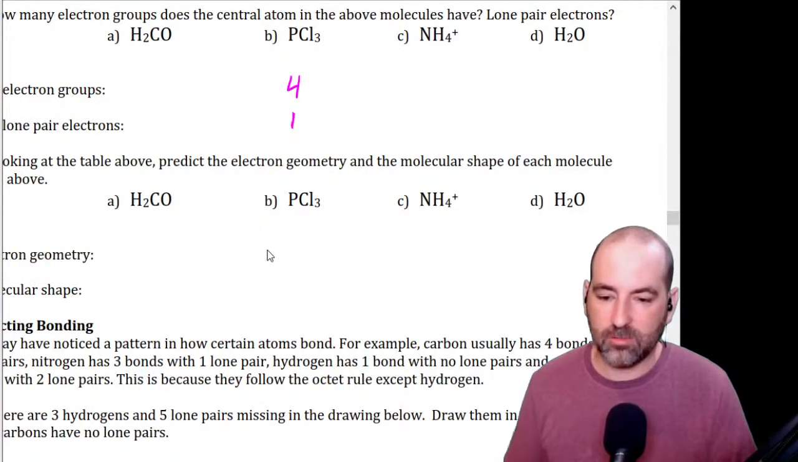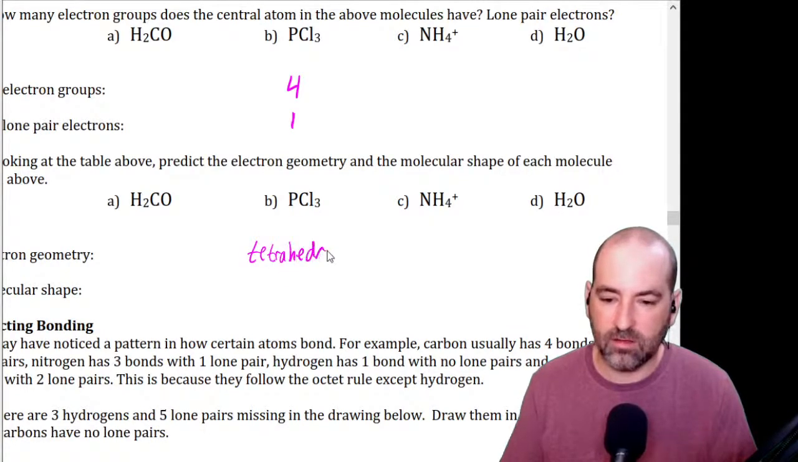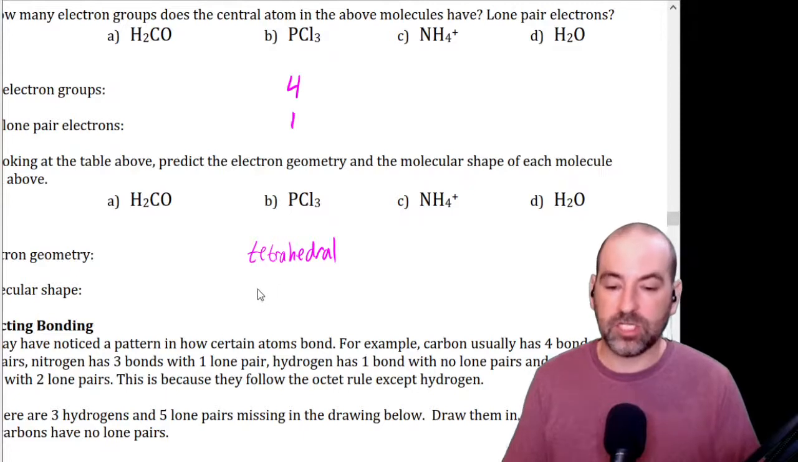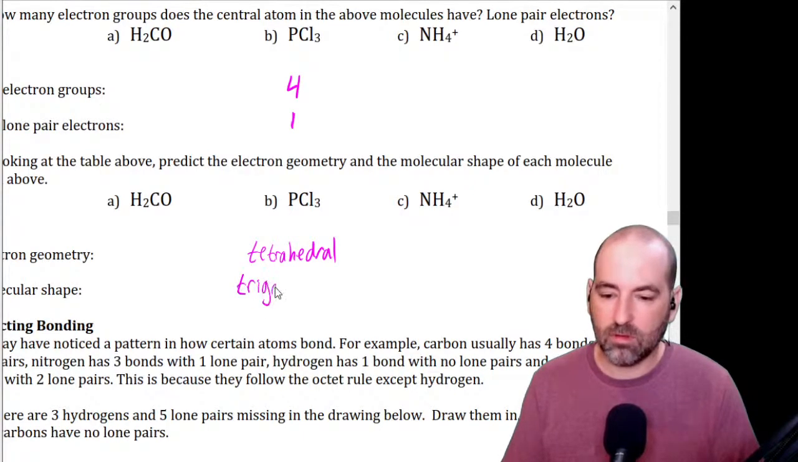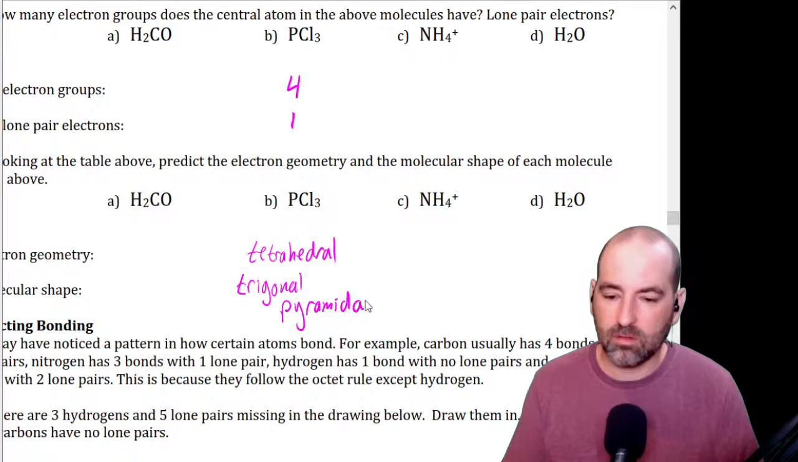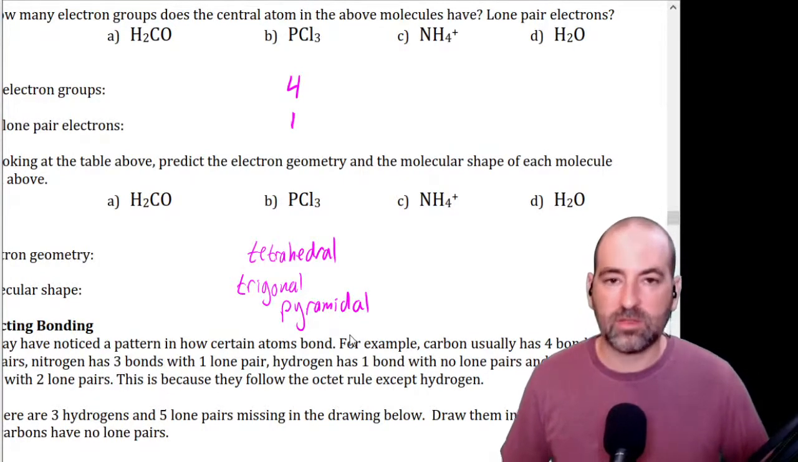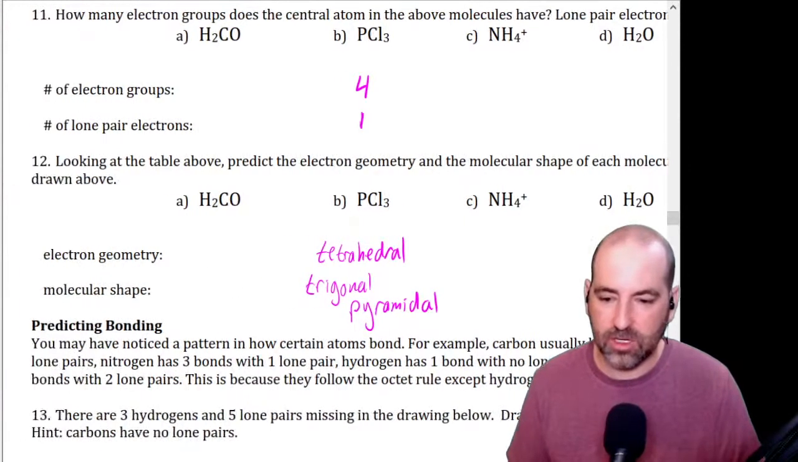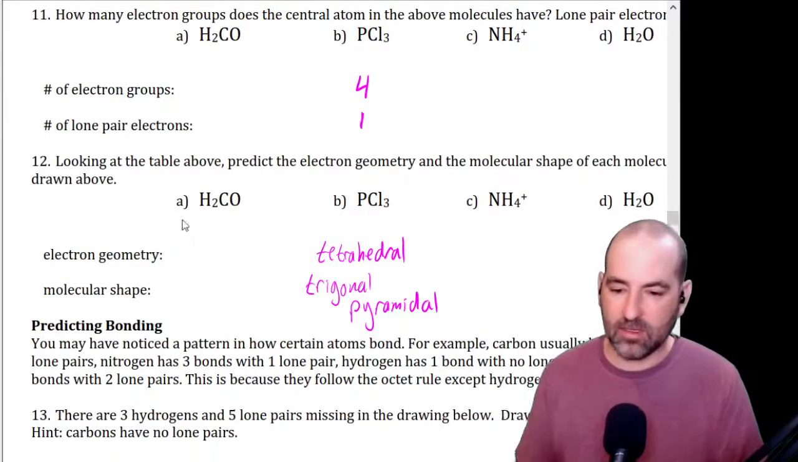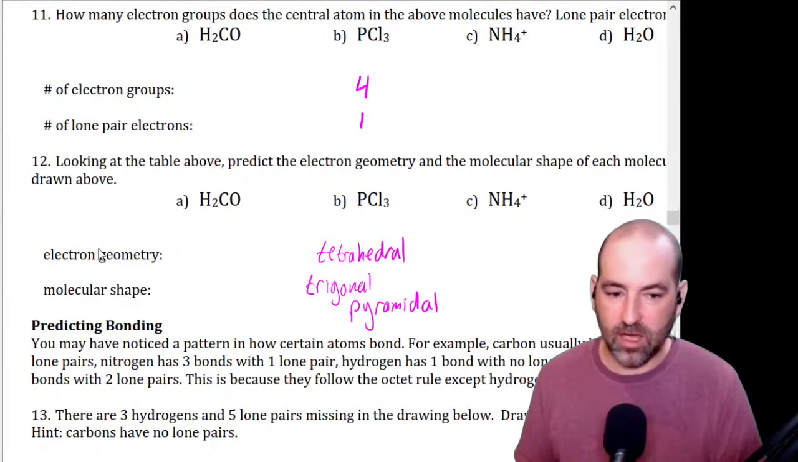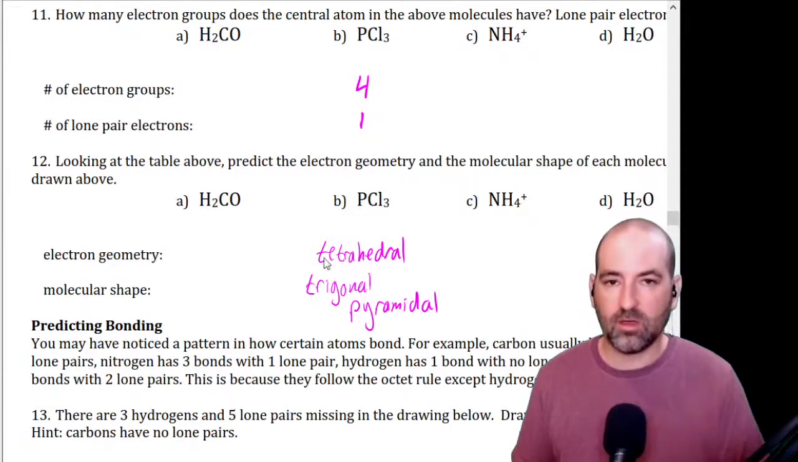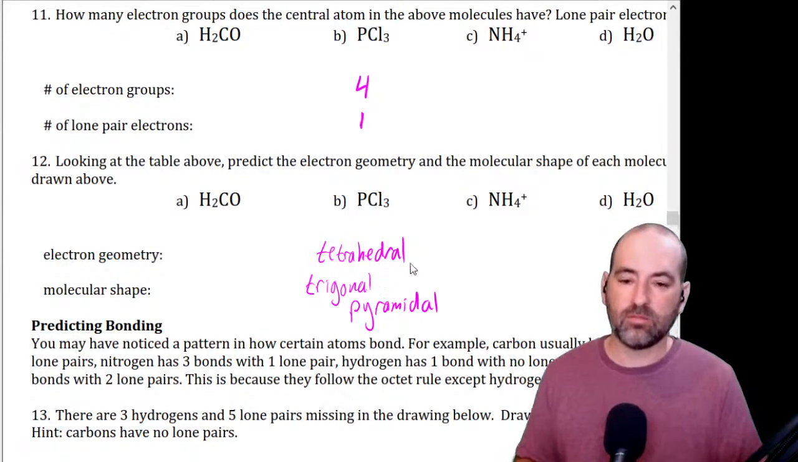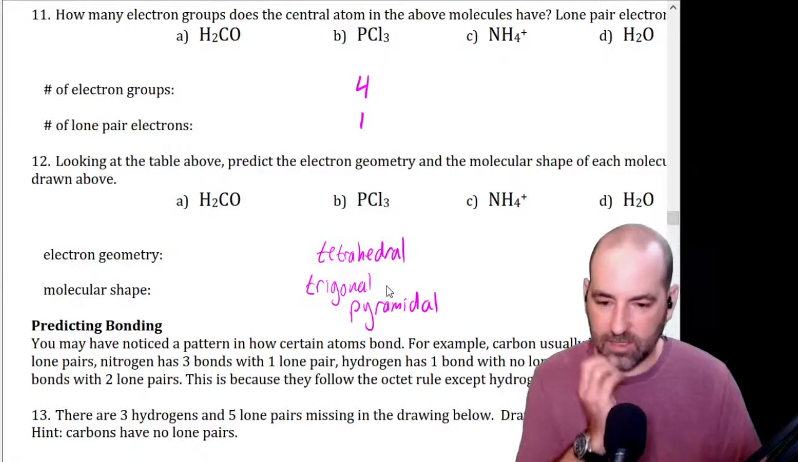So our electron geometry is tetrahedral. That means including everything. Our molecular shape is trigonal pyramidal because now we're not including that lone pair of electrons. So electron geometry is bonds and non-bonding electrons. Molecular shape is what happens when we just look at the atoms and how the atoms are connected.